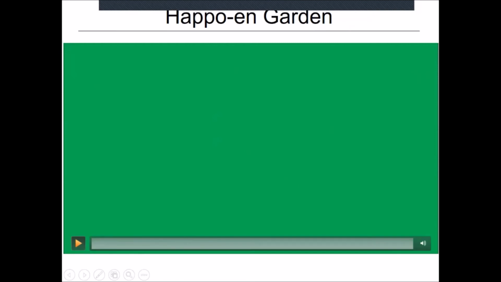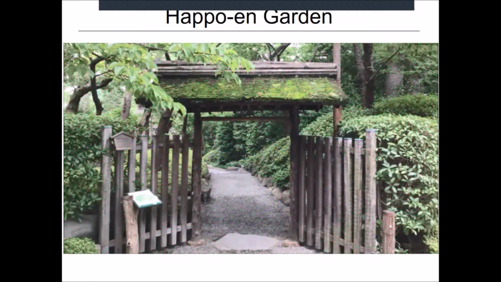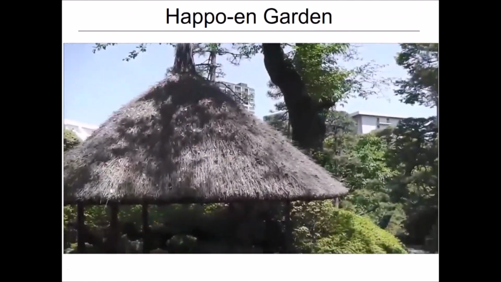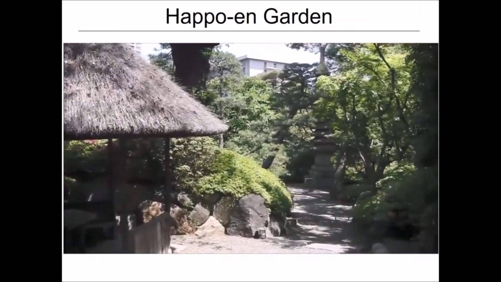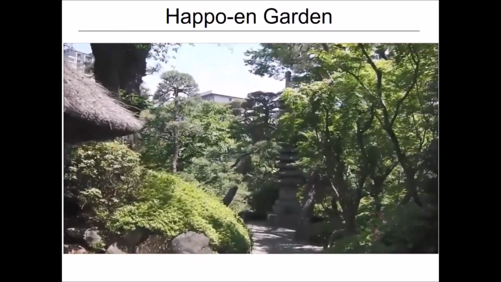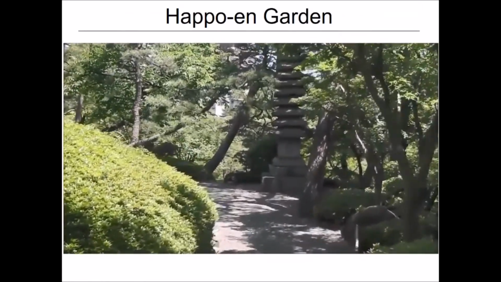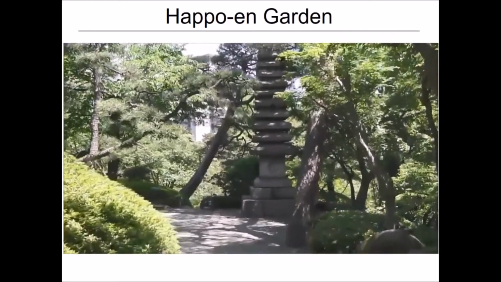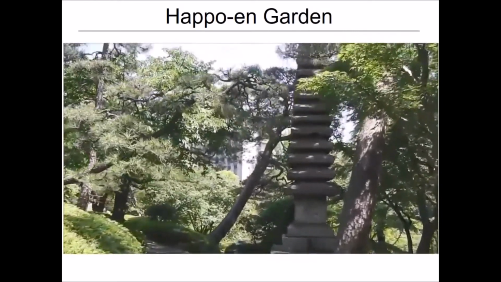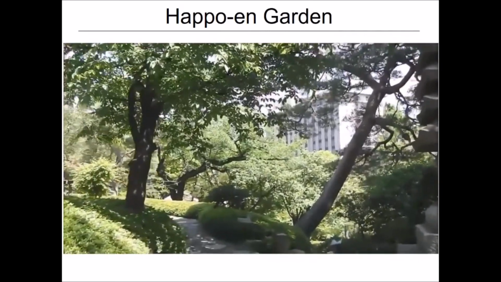Okay, let's start the video I took. This is the gate of Happoen Garden. There are many trails within the garden, and we walk down from the gate. There are so many trees and flowers and stone monuments like this. They are monuments related to Buddhism.